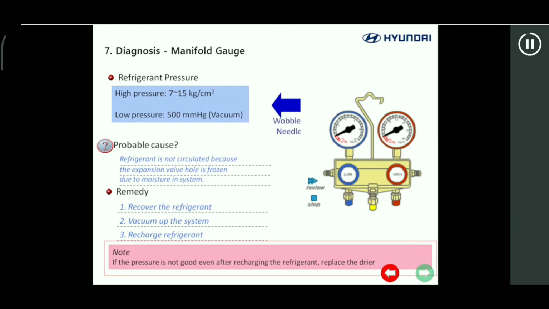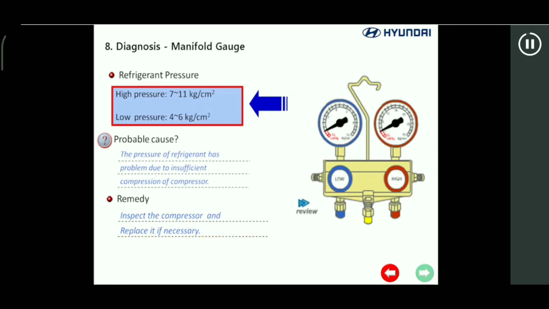Number 8. If high pressure is 7 to 11 kilograms per centimeter square, low pressure is 4 to 6 kilograms per centimeter square, the problem can be due to insufficient pressure in the compressor. The remedy is inspect and replace the compressor if necessary.